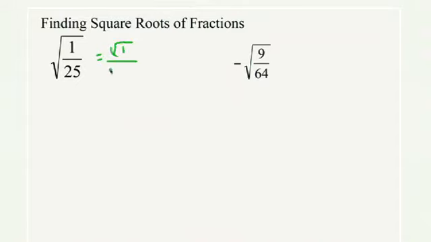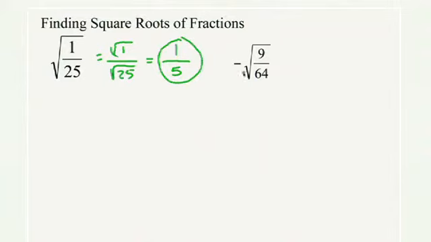The square root of 1 over the square root of 25. In other words, look at the numerator and denominator separately. Once you do that, you'll see, this is one of those perfect squares. Square root of 1 is equal to 1. Why? Because 1 times 1 is 1. Square root of 25 is 5, again, because 5 times 5 is 25. Once you finish that, this is your final answer, 1/5.